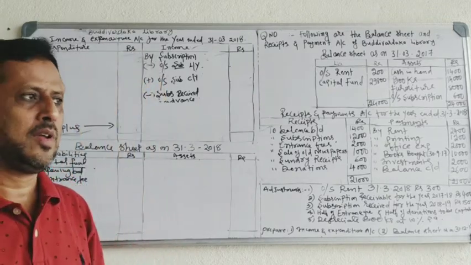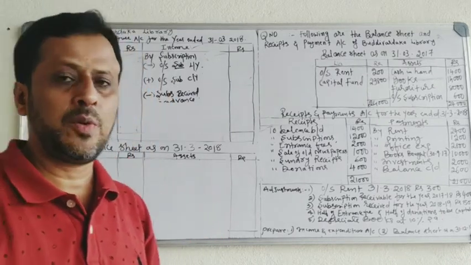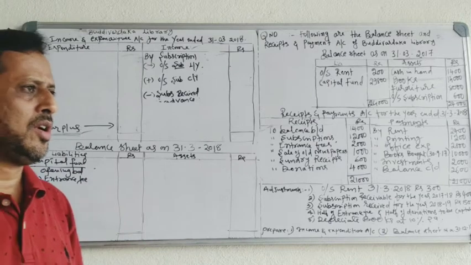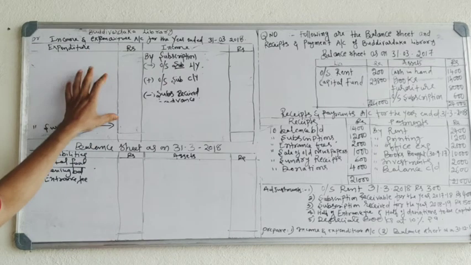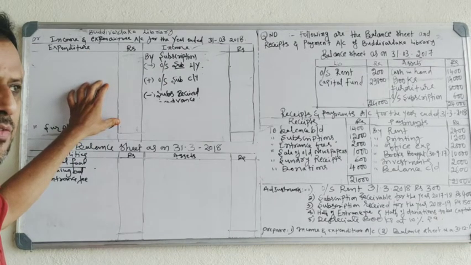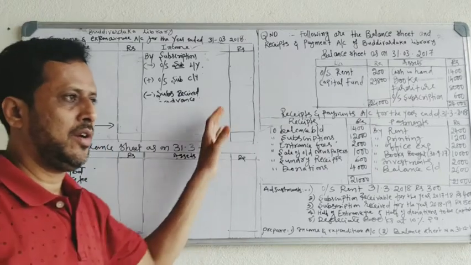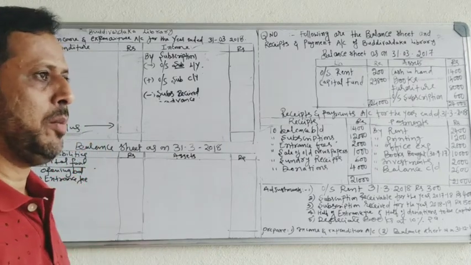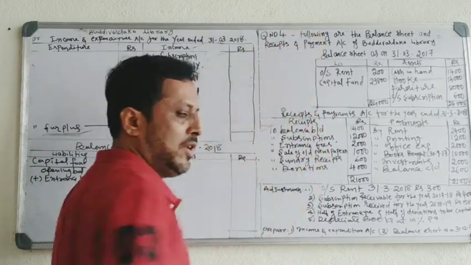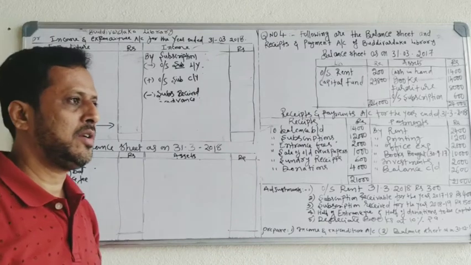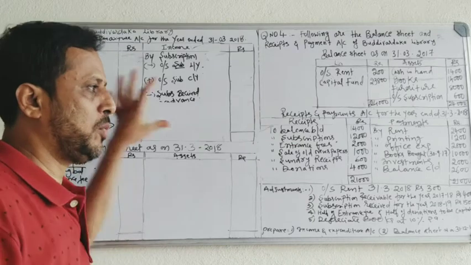Today is the 7th session of the first chapter, not-for-profit organization. In today's class we will learn how to prepare financial statements of a not-for-profit organization. So we'll take one more problem. This is the fourth one, available in your textbook. We will go through this problem and solve it here.